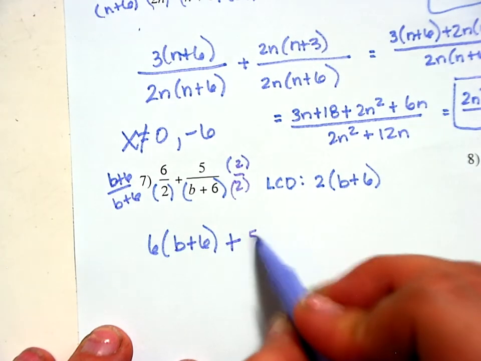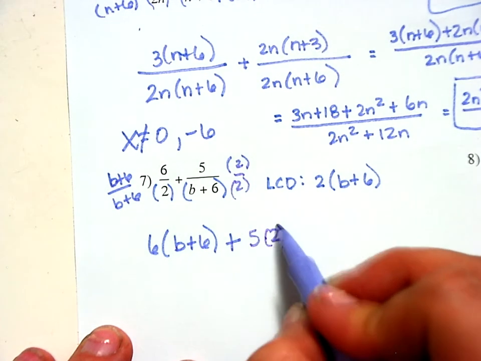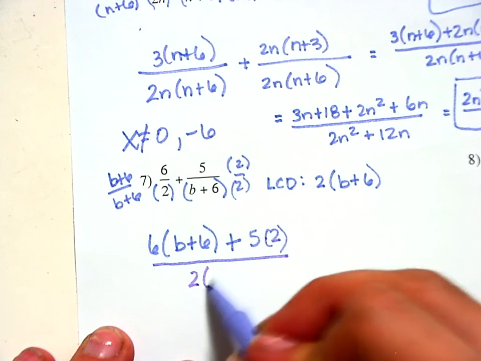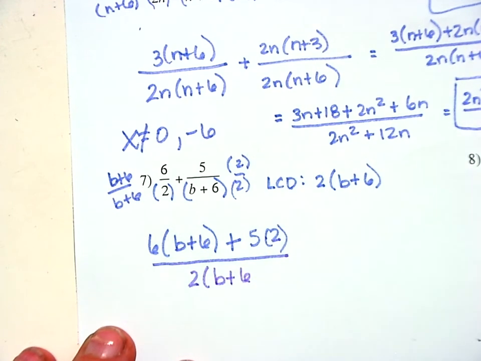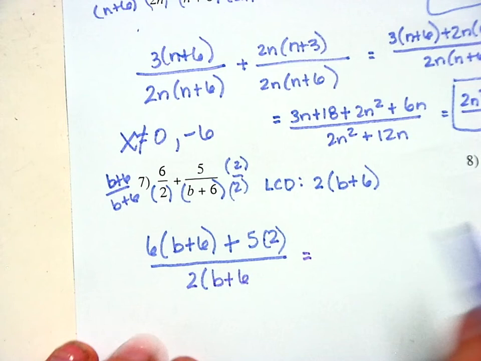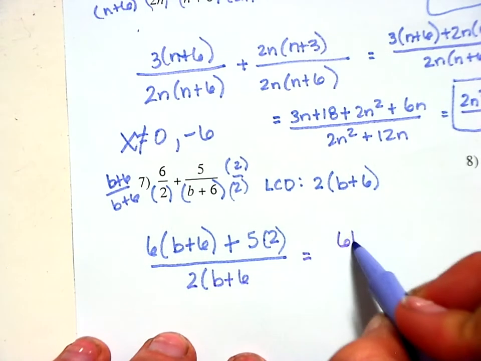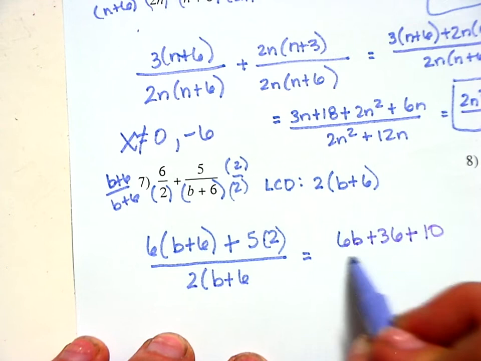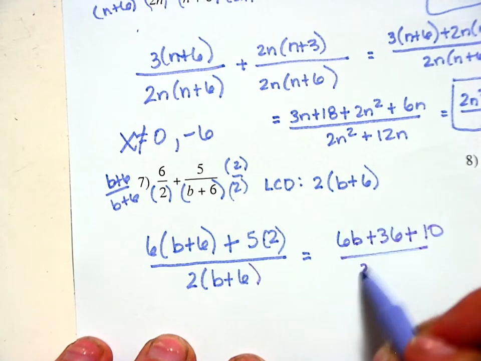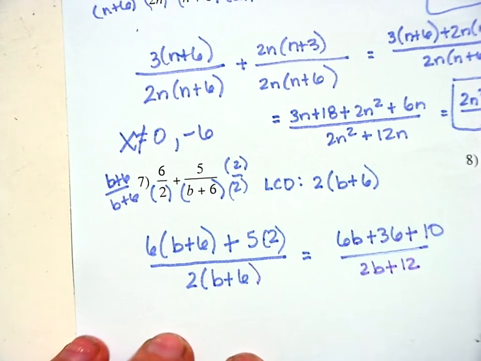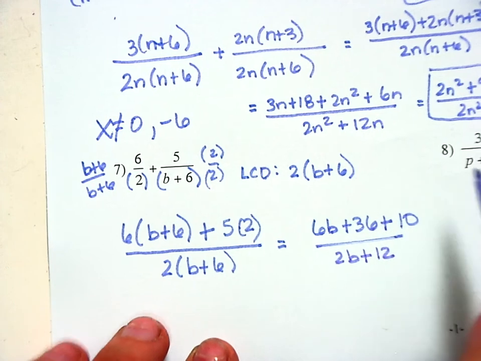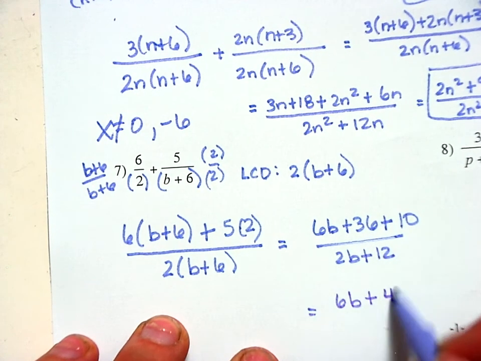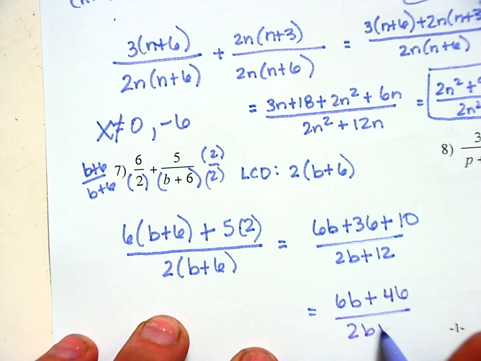So I've got 5 times 2. I'll just write it in parentheses. And then all over, make sure you write your LCD. Okay, and then this one isn't too bad to multiply, so I'm going to write 6b + 36 + 10 all over 2b + 12. And then we could definitely combine those. So this is going to be 6b + 46 all over 2b + 12.